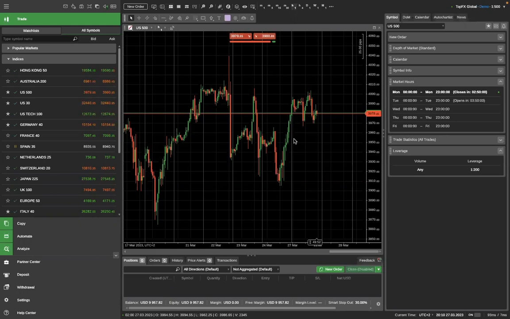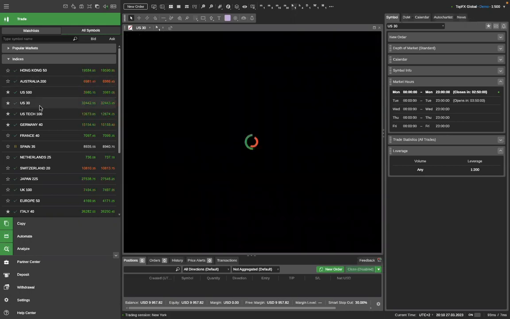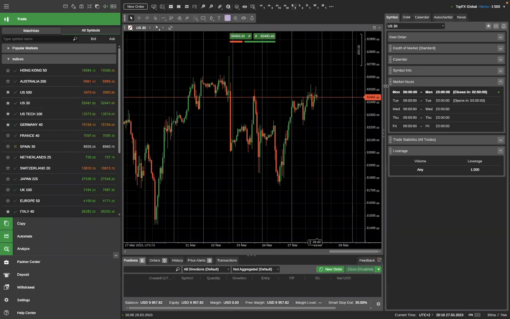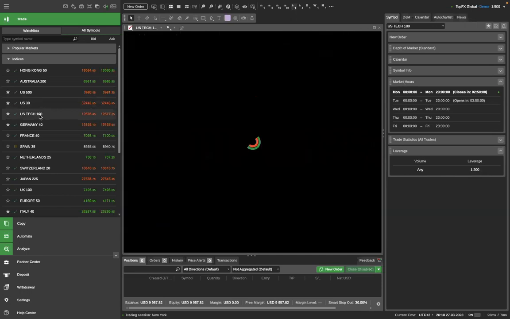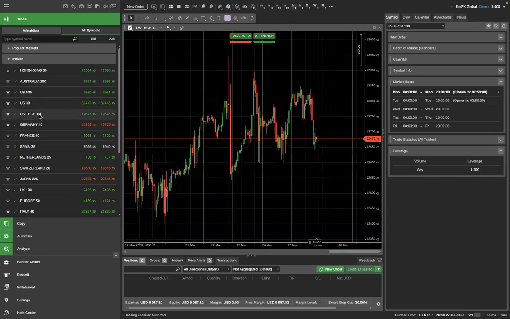US 500 belongs to the same group as US 30, which is Dow Jones, and the situation here is exactly the same. I'm talking about the market hours. Max, you even have the information about the leverage, 1 to 200, as I said before. And the third one is US Tech 100, which is of course Nasdaq. So you can trade the whole Nasdaq index if you like. Those three indices are the ones most likely being traded during the US trading session.